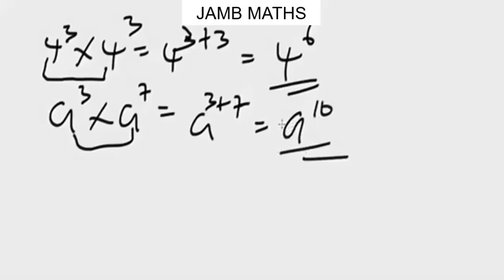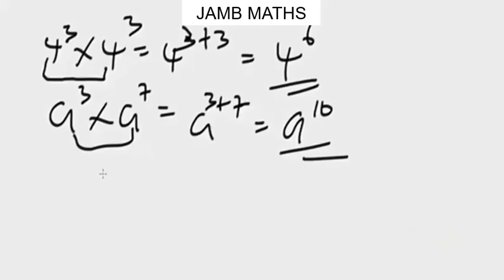Now let's look at the second rule or the second law, which is the division rule. When you are dividing values and the base is the same, all you have to do is subtract the powers. It's like the opposite of the first rule, which is multiplication.